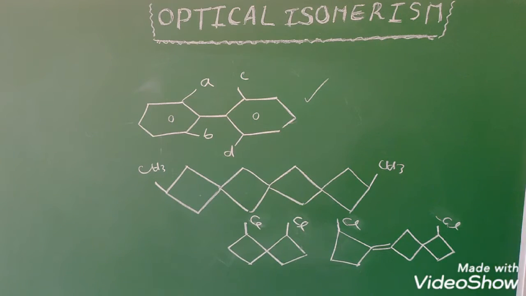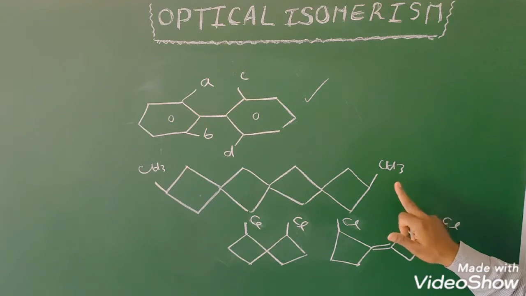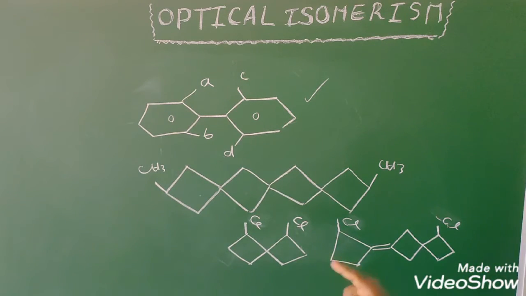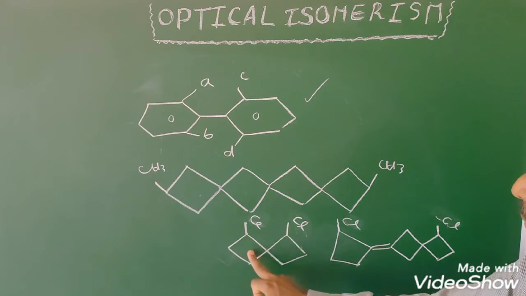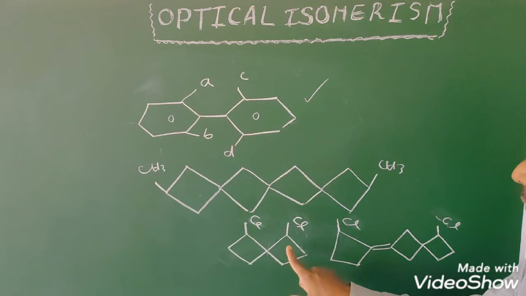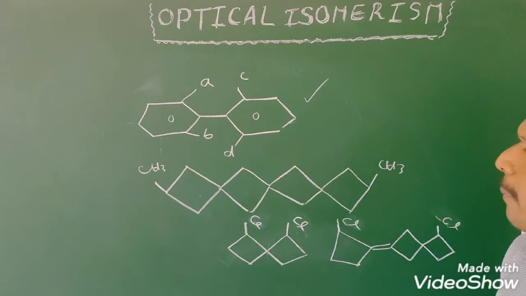Definitely, two symmetries are absent. So this molecule is also optically active and has a mirror image. Next one: both are chlorine atoms. Even number of rings means both rings are not present in the same plane. On the board it looks like there is a plane of symmetry, but that is not correct.